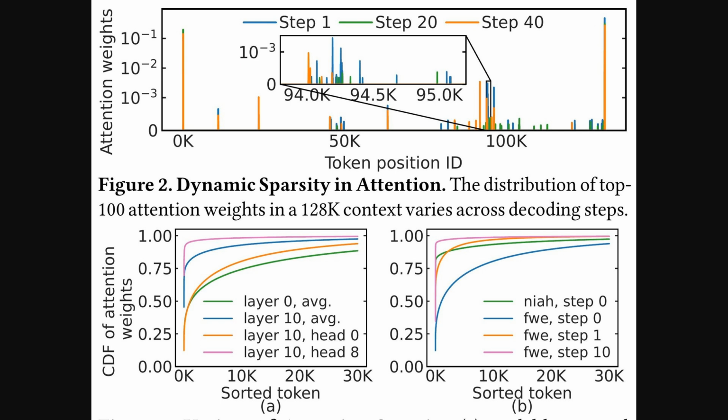Okay, building on that attention computation, this next figure 2 really highlights what the authors call dynamic sparsity in attention. The top graph shows attention weights, which indicate how much the model focuses on different words or tokens from the input text across various token position IDs, which are just the locations of these words. We see that the important tokens, those with high attention weights, change at different decoding steps, that is, as the model generates more of its response. The bottom graphs, showing the cumulative distribution function of attention weights, confirm that a few tokens often capture most of the attention. This dynamic sparsity underpins the challenge RetroInfer addresses.